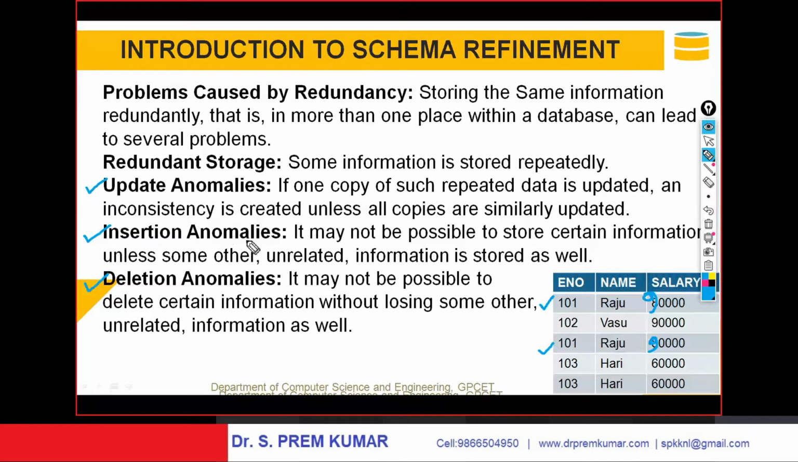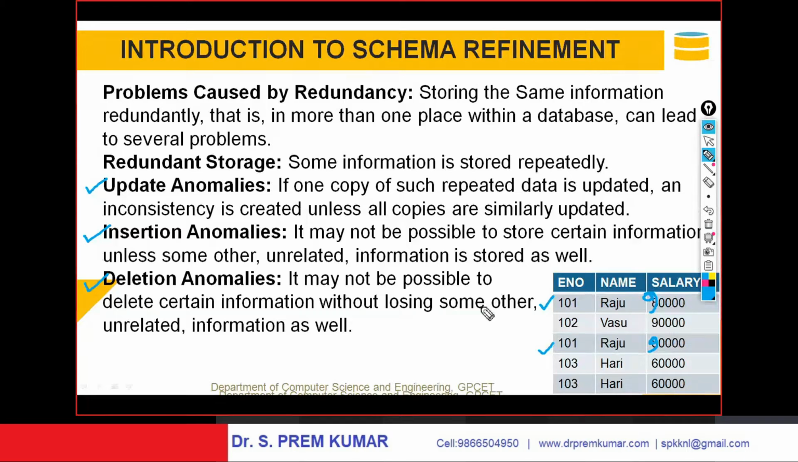And of course, you have an insertion anomaly. There is another anomaly called an insertion anomaly. For example, I am inserting 103 Hari as 50,000. Again, it becomes a problem. Already Hari is with 60,000. If I insert it differently, it leads to a problem.